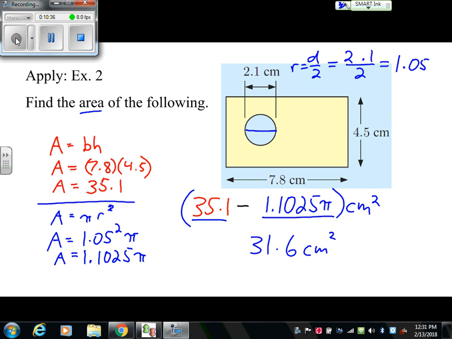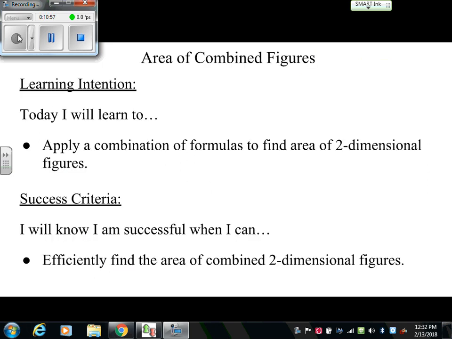Now let's see if this makes sense. Our original rectangle was exactly 35.1 centimeters squared, and this is less than that. It's not a ton less, but if we look at the circle, that wasn't a ton of the actual surface area that we had. So a small circle's been removed, and we're not quite 4 units less. Makes sense.